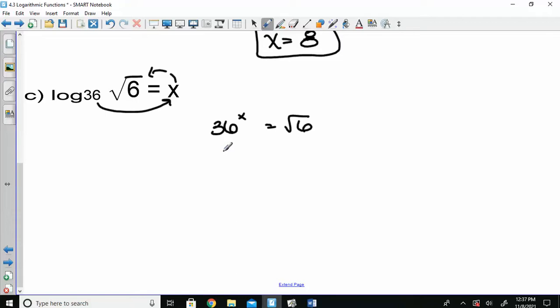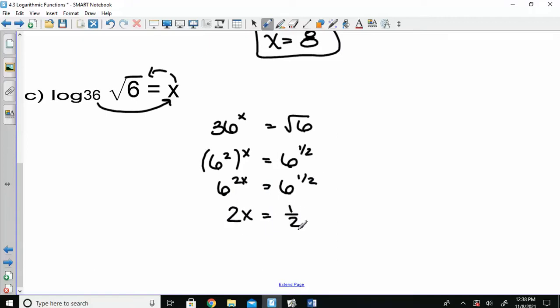That would be an option. We've done problems like these before. What did we do? But it's the same. 36 is 6 to the 2nd. The square root of 6 is 6 to the 1/2. So you have 6 to the 2x equals 6 to the 1/2. You can set your exponents equal to one another. Divide by 2 and x is 1/4.